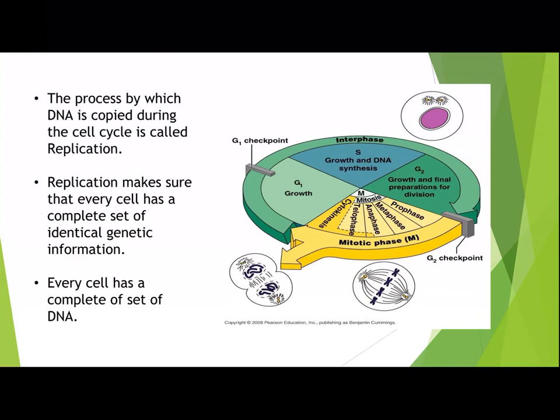A few basic definitions for you. You can read through this, but the process by which DNA is copied during the cell cycle, we call that replication. It makes sure that every cell has a complete set of the identical genetic information, the DNA. And you have in every single one of your cells a complete set of the DNA that you received from your parents. I should say in every one of your somatic cells or body cells. In your gametes, the egg and sperm, that's a different story a little bit.